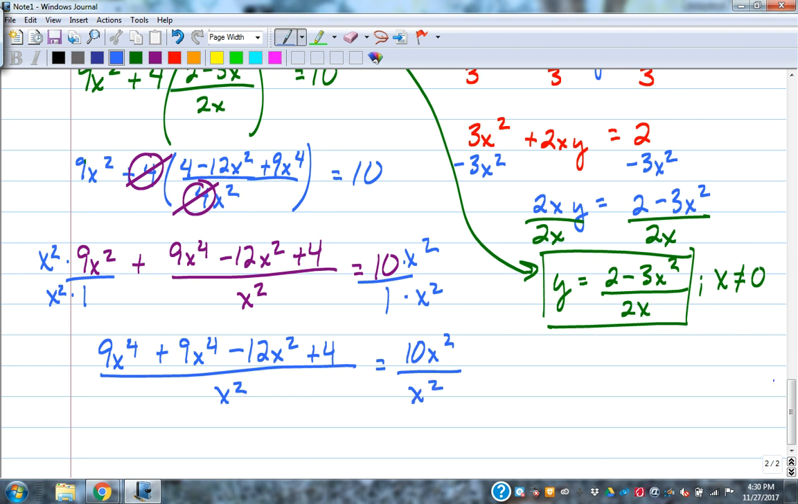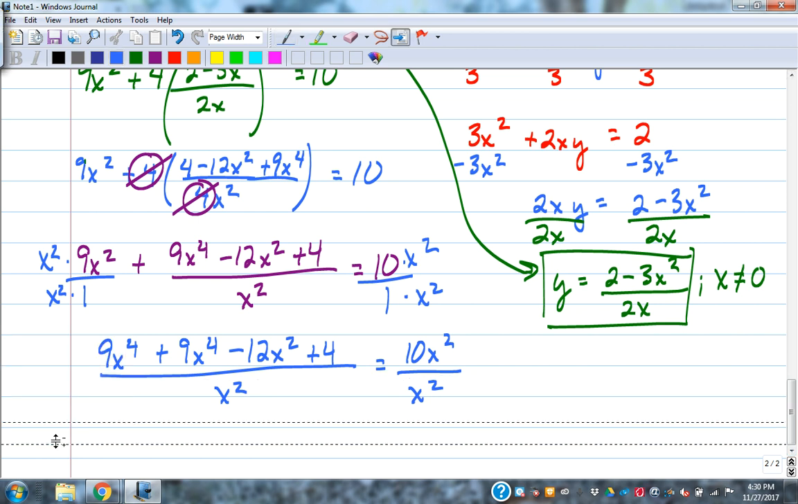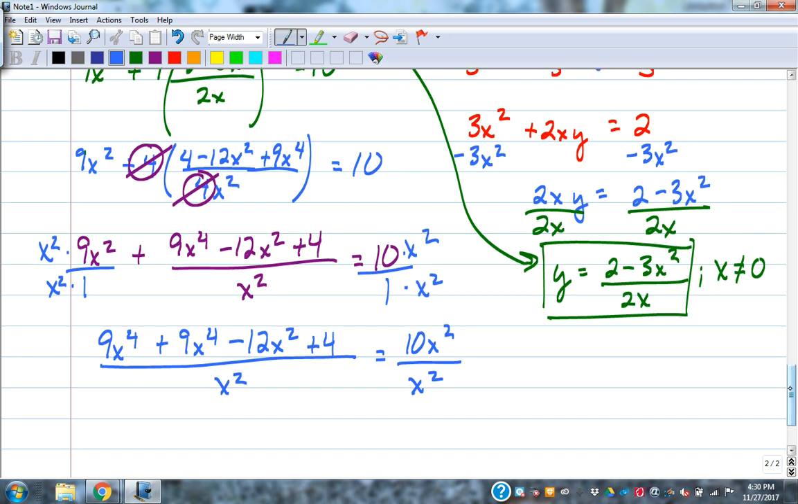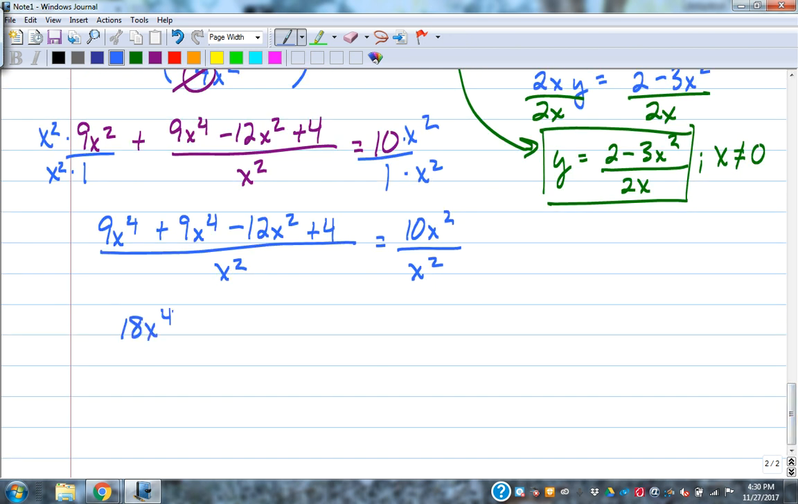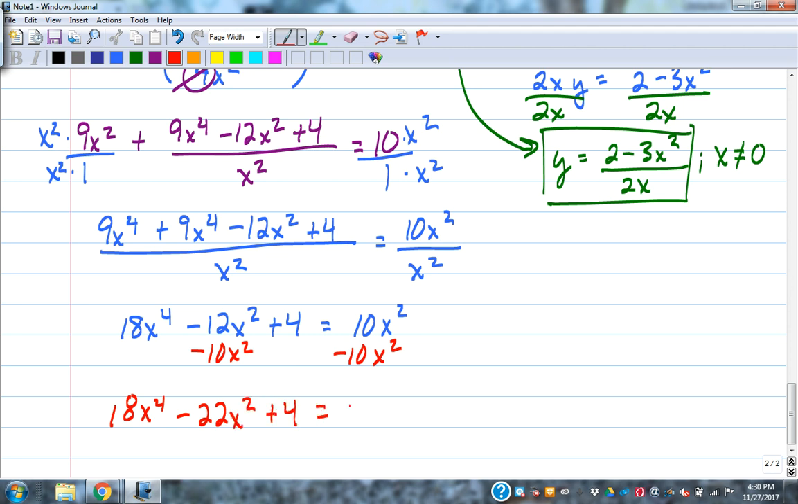Once I get the denominators the same, I can drop them and then just do the numerator equation, which is still not an easy one, but it's doable. I got 18x to the 4th minus 12x squared plus 4 equals 10x squared. In order to solve that, I need to get it equal to what? 0. So I'm going to subtract 10x squared. That's 18x to the 4th minus 22x squared plus 4 is equal to 0.